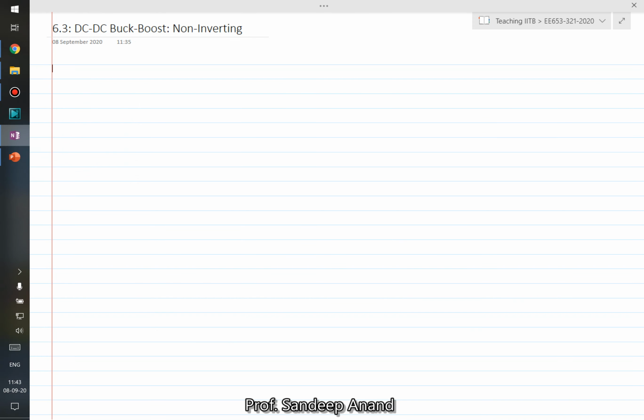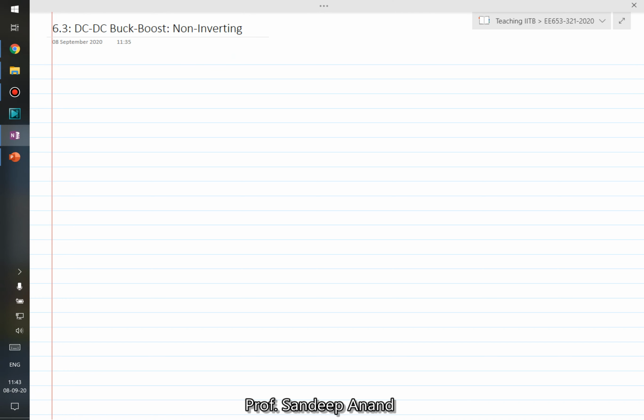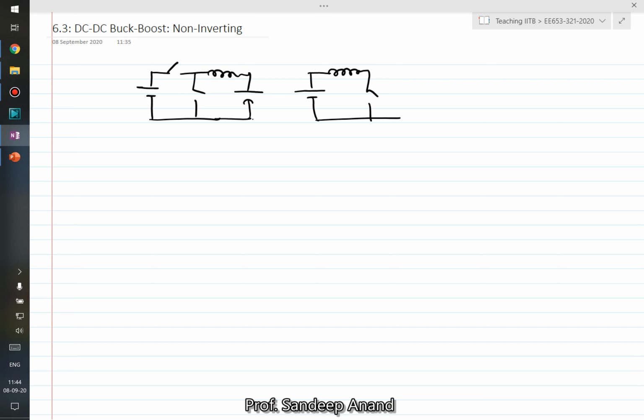And we want a buck boost operation. So the thought process is very simple. We do have a buck converter, which looks like this, right? And we do have a boost converter which looks like this, right?